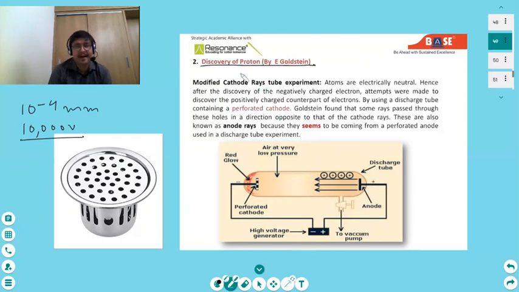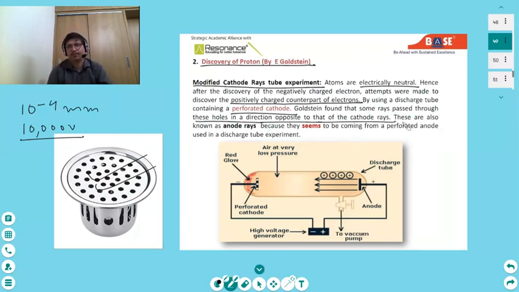So Edwin Goldstein used a modified cathode ray tube experiment or modified discharge ray tube experiment. Atoms are electrically neutral. It was told by Mr. Dalton. So hence, after the discovery of the negatively charged electron, attempts were made to discover the positively charged counterpart of the electron by using a discharge tube containing a perforated cathode. This is an example of a perforated cathode, the holes. Goldstein found that some rays pass through these holes in the direction opposite to that of the cathode ray. Very good. These are also known as anode rays, okay?